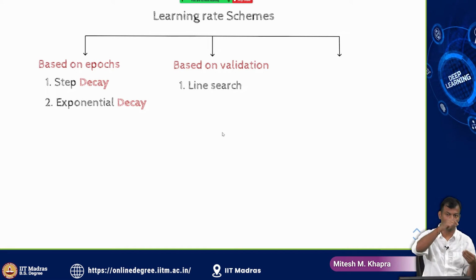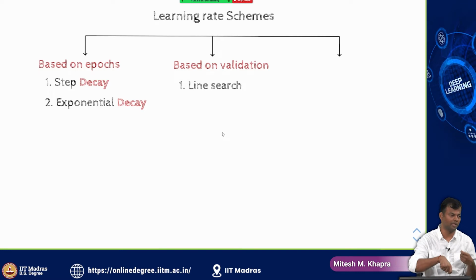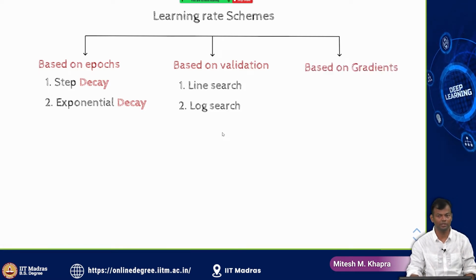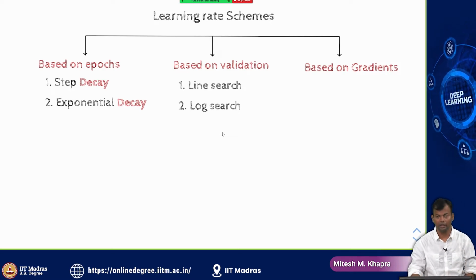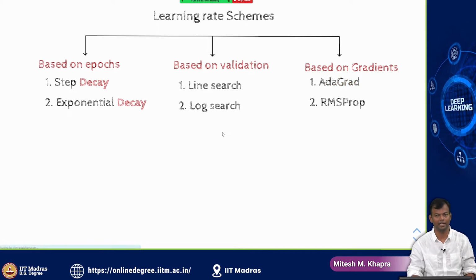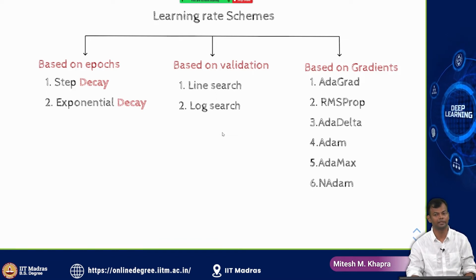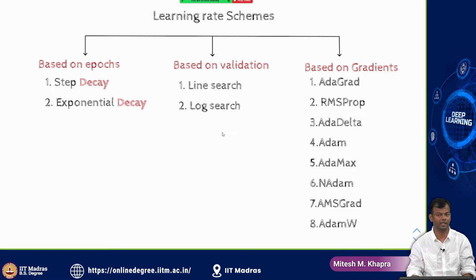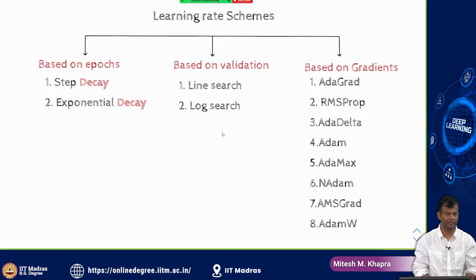So we were trying multiple learning rates, and then based on which one gives the smallest loss, we were trying to use that as the learning rate. There could also be a log search, similar to a line search, where you would search for learning rates on a log scale. And then based on gradients, these were the adaptive learning rates that we had. So we had Adagrad, RMSProp, AdaDelta, Adam, Adamax. We did NADAM also. We did not do AMSGrad, and we did not do AdamW. So these are all the things that we have seen so far.